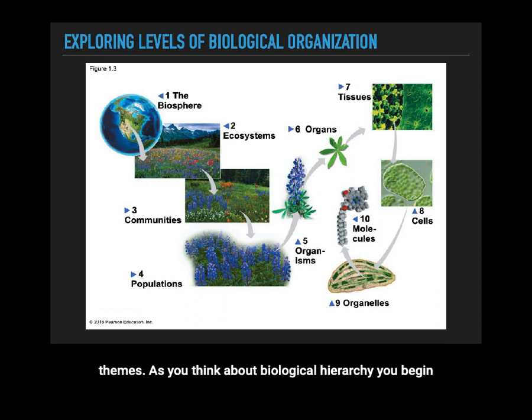As you think about biological hierarchy, you begin to appreciate the novel properties that emerge at each level. These emergent properties are a result of the arrangement and interactions of parts as the complexity increases. For example, although photosynthesis occurs in an intact chloroplast, it will not take place if chlorophyll, the key pigment, and other chloroplast molecules are simply placed in a test tube.